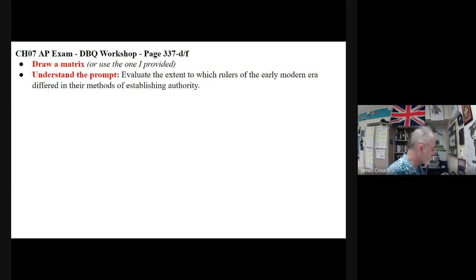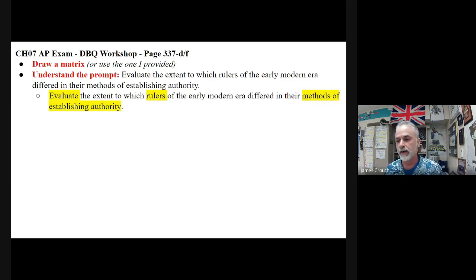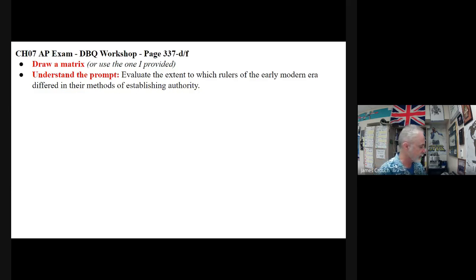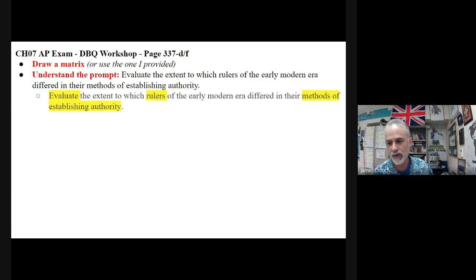We're going to look at the prompt, whether you look at your book or whether you look at this. Oh man, I did it for you already. I forgot that I did that. I was going to have you look at the prompt, and we can do it that way, or we can cheat. And here's the prompt, anyways. Evaluate the extent to which rulers of the early modern era differed in their methods of establishing authority.